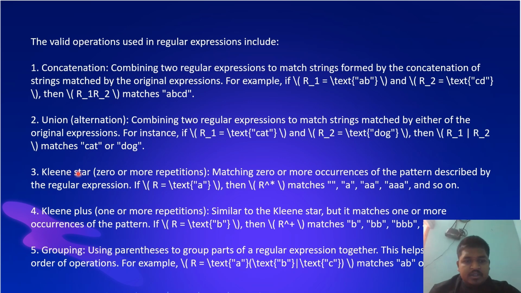Third, Kleene star: zero or more repetitions. Matching zero or more occurrences of the pattern described by a regular expression. If R is A, then R Kleene star matches null, A, AA, and so on. Kleene plus is similar to the Kleene star, but it matches one or more occurrences of the pattern. If R is B, then R plus matches B, BB, and so on.